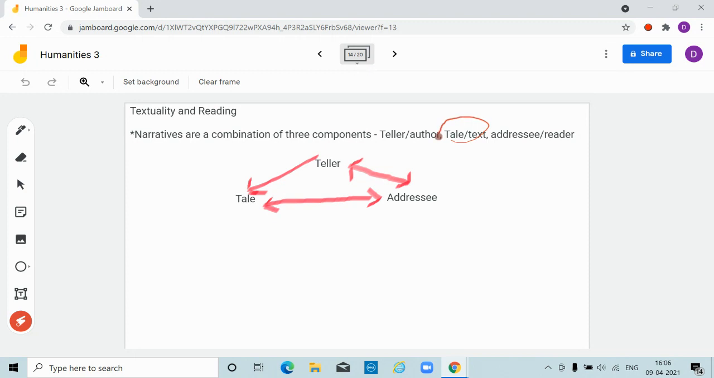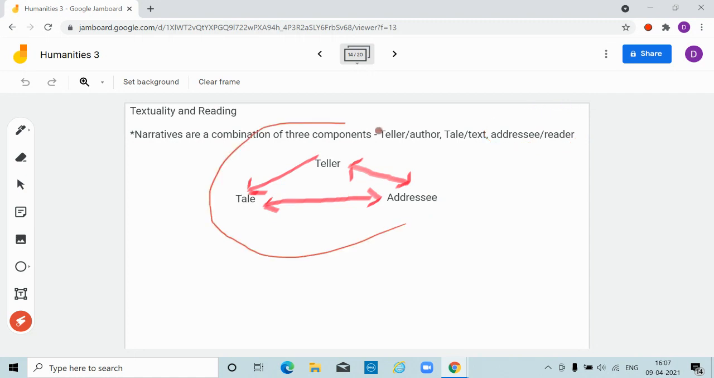The tale or the text. Tale is the story, text can be a reference to a literary work. Addressee, the person to whom the tale is told, is the addressee. The reader is the one who reads the text. So these are the three components that make a narrative possible: teller or author, tale or text, addressee or reader.